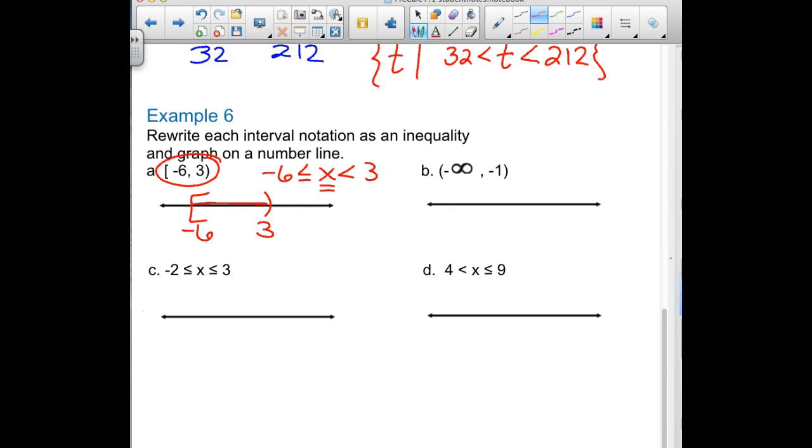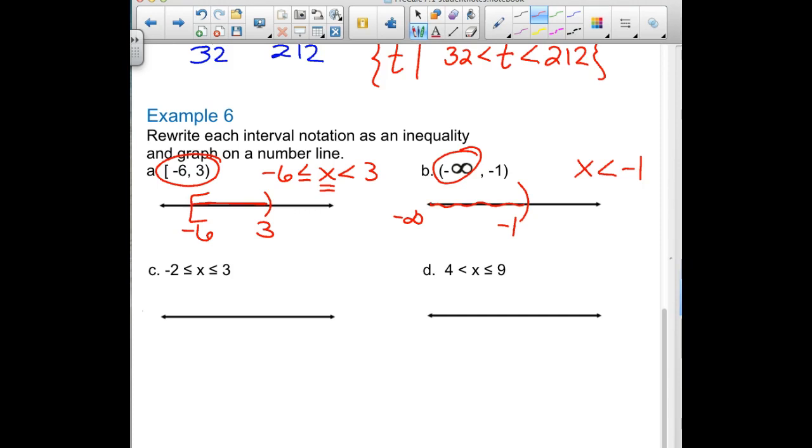Okay, question B. It is unbounded. We're going all the way to -infinity over here. All right, we have a cutoff at -1. Okay, so in an inequality statement, we want all the values for x that are less than -1.